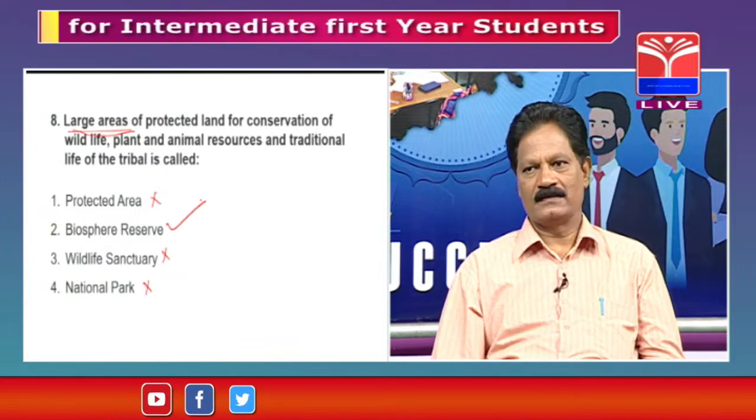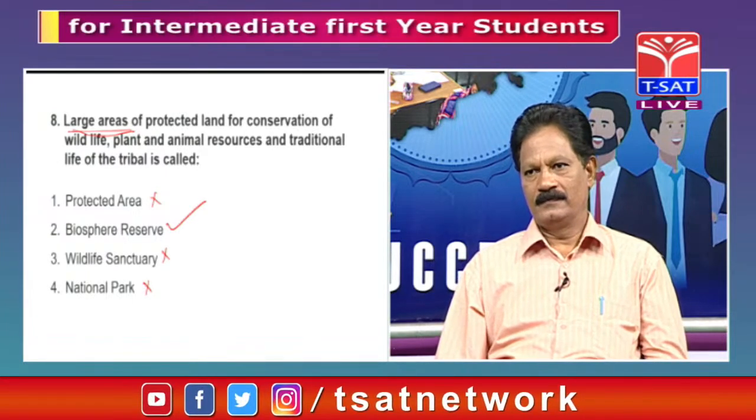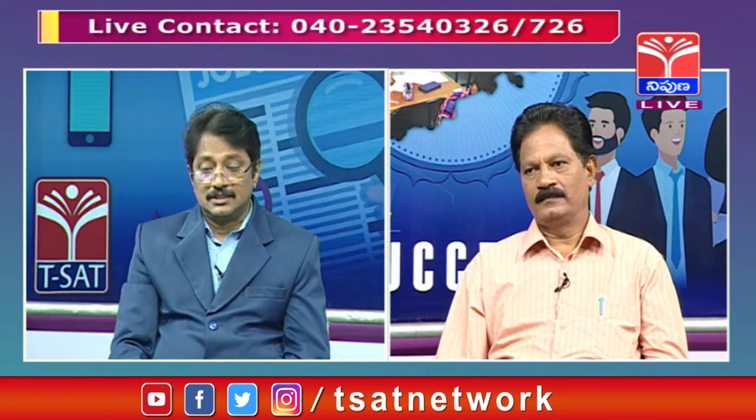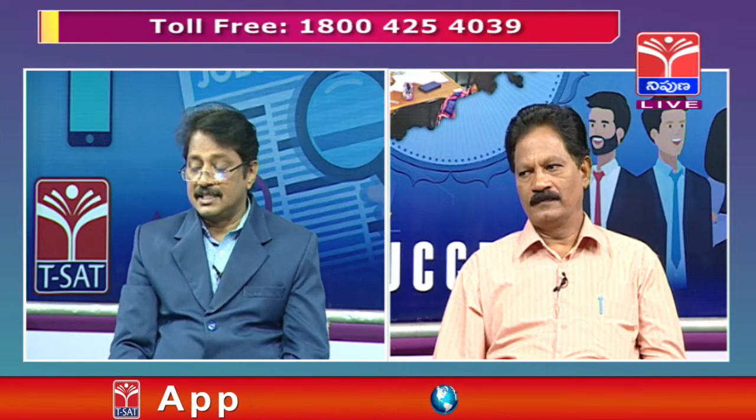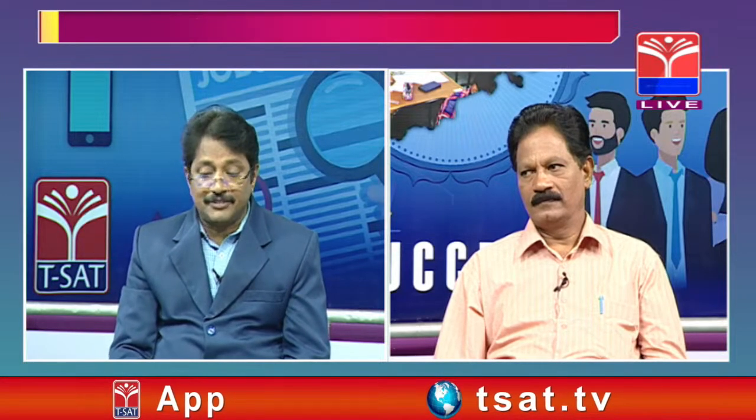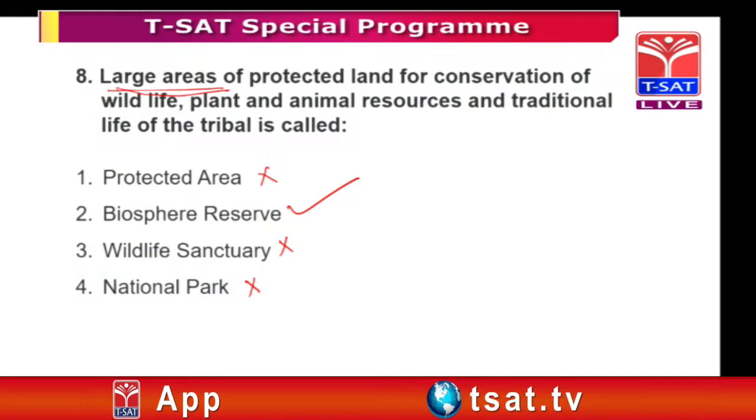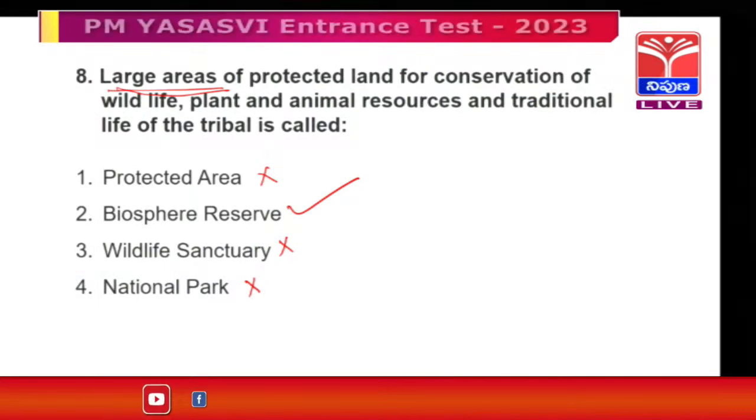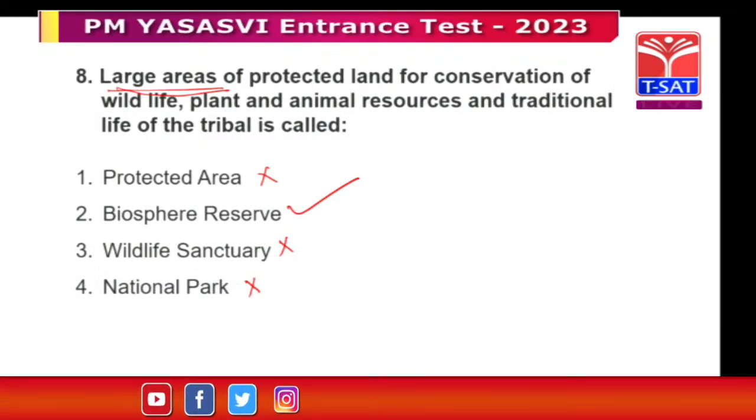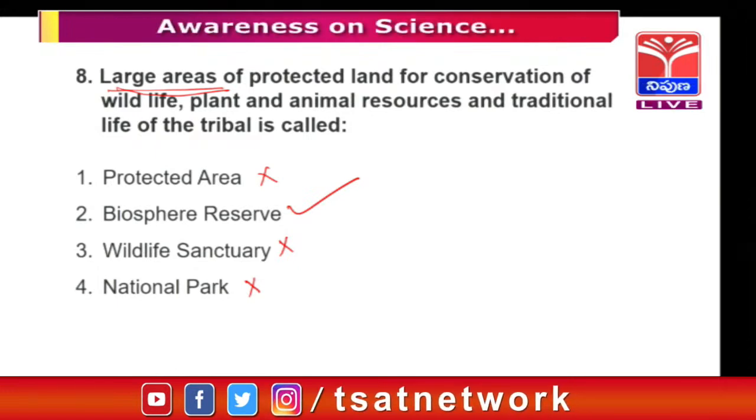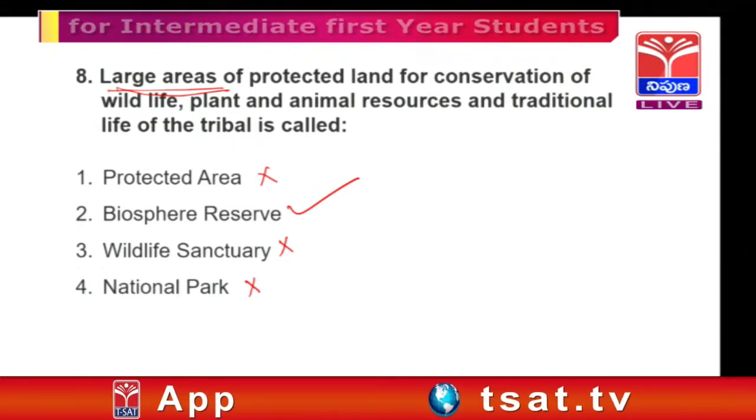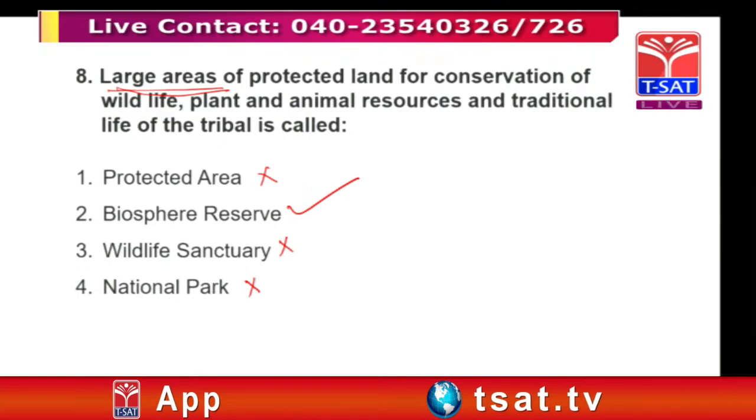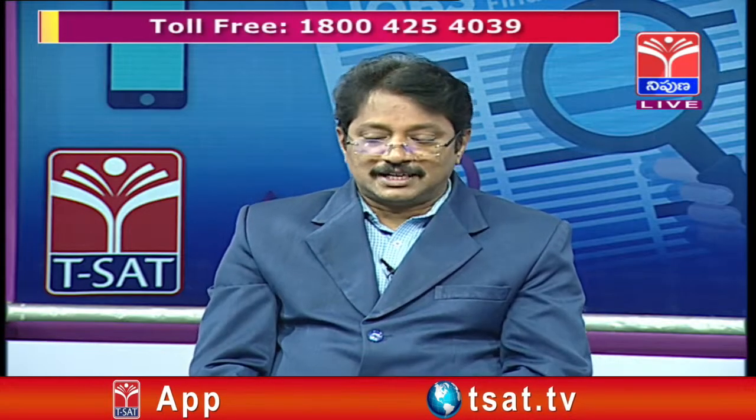Yes. So here there are 3 perspectives. One is the plant and animal resources, the second one is traditional life of tribal people, and the third one is large area of protected land. Yes. These are the 3 perspectives, so we have to consider all these 3. When you come to the protected area, it covers only a limited area, sir. So out of 3 perspectives, it covers only 1. Yes. So it is not the answer.